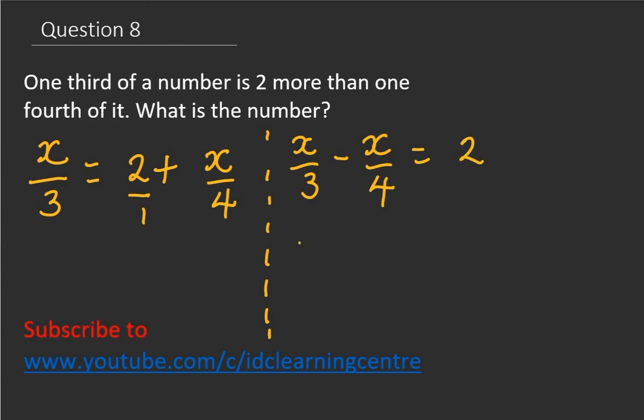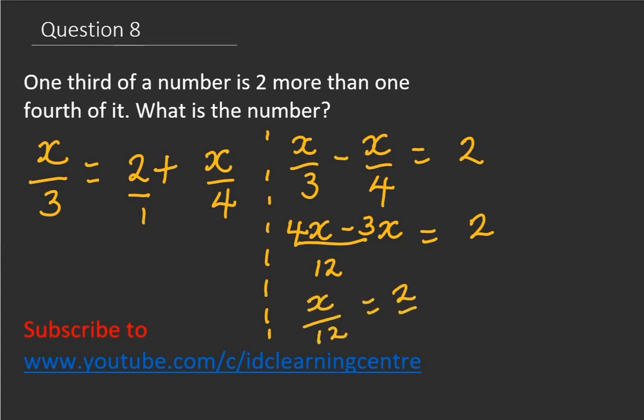LCM for those at the left hand side will be 12. 12 divided by 3 is 4. 4 times x is 4x, minus 12 divided by 4 is 3. 3 times x is 3x, equal to 2. 4x minus 3x will give me 1x, which is x/12 equal to 2/1. Cross multiply. x times 1 will give me x. Now 2 times 12 will give me 24. So that is the number.